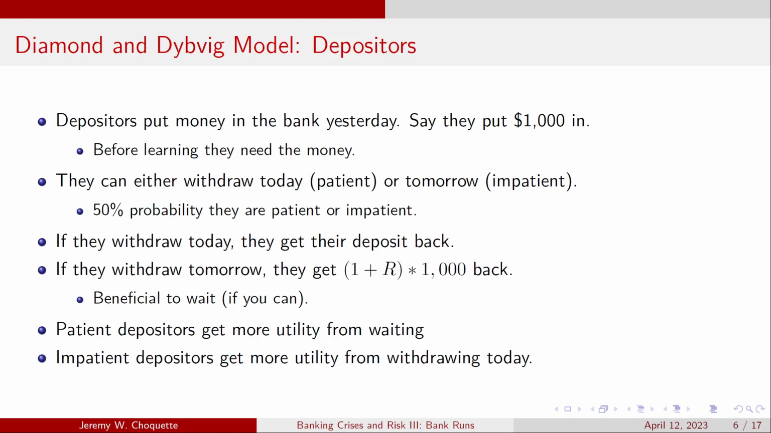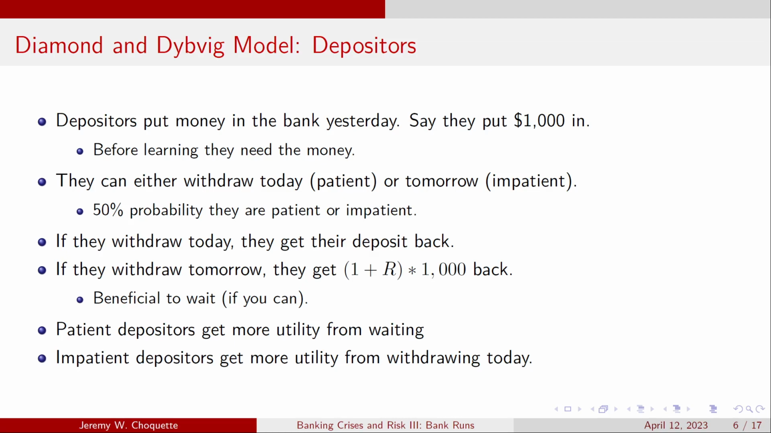So what happens is the depositors put money in the bank yesterday before learning that they need the money. So let's say they put $1,000 in, right? Now they can either withdraw today if they're impatient, or they can withdraw tomorrow if they are patient. And I made a big mistake here. I just noticed that. So those two need to be switched. Switch out the patient and impatient. Now there's a 50% probability that they are either patient or impatient.